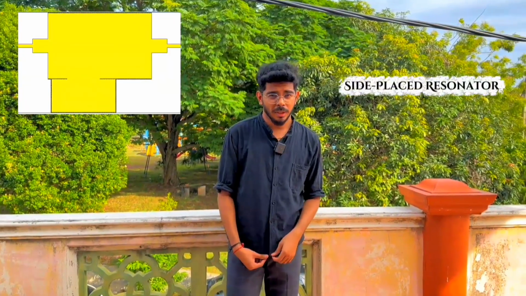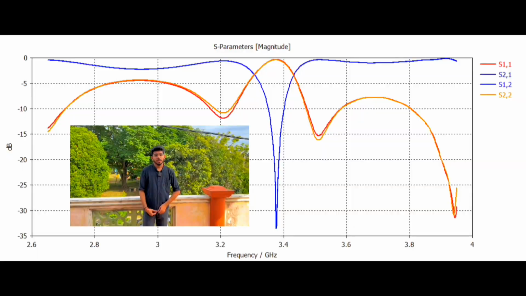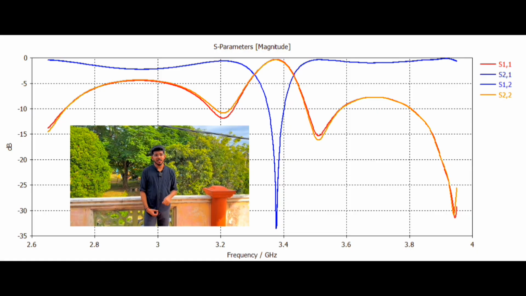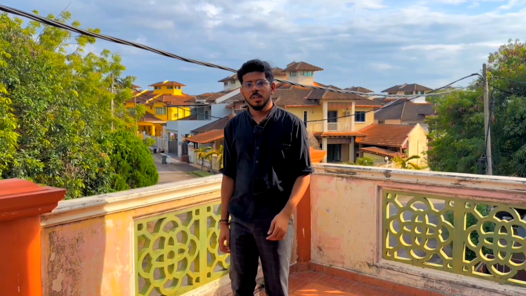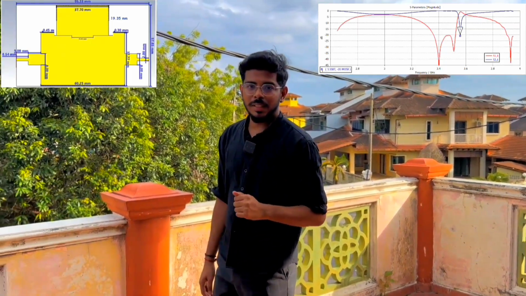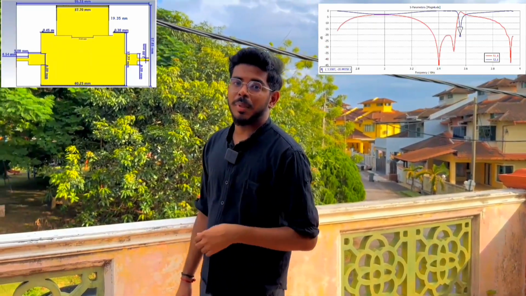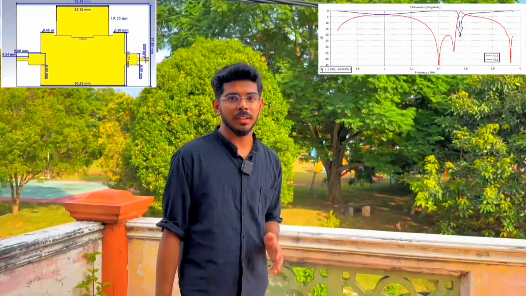And lastly, we go for the side-placed cavity bandstop resonator. It is placed at the side of the SIW, so it will trap the signal at the starting frequency or the ending side of the frequency. So from here I can conclude that the center-placed, critically coupled SIW cavity bandstop filter is more efficient for 3.5 GHz.